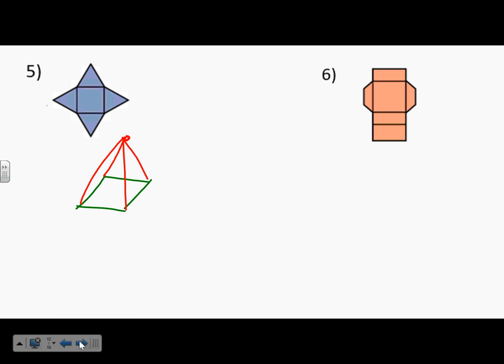This one, hopefully you see a bunch of rectangles, which means it's going to be a prism, because in a prism the sides are all rectangles, and the bases are trapezoids. So again, I start with my trapezoid. Then I put another one up here, kind of to the upper right.